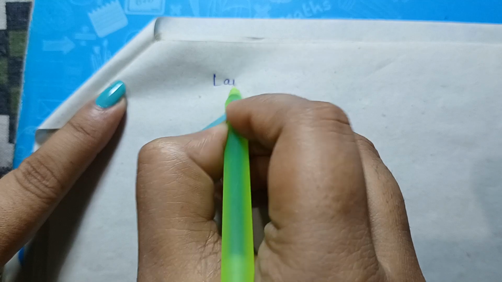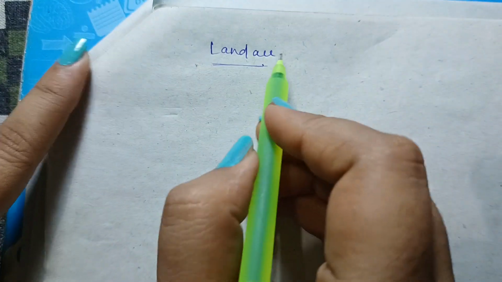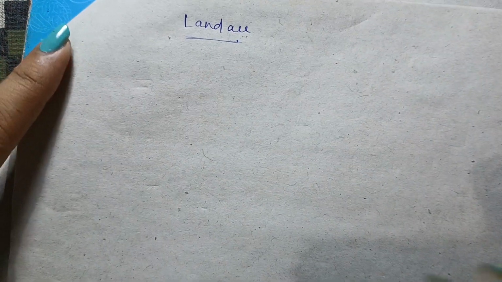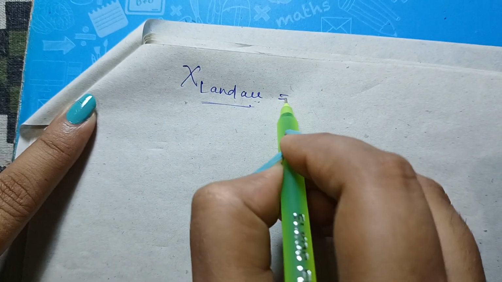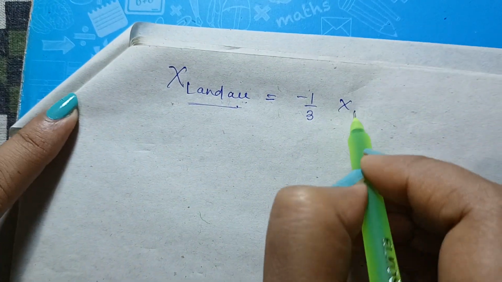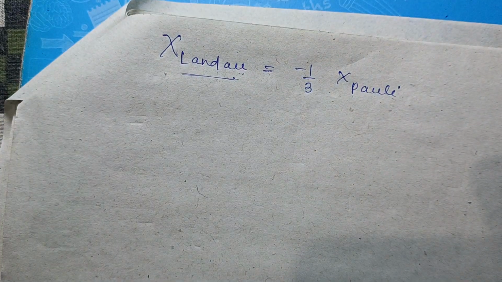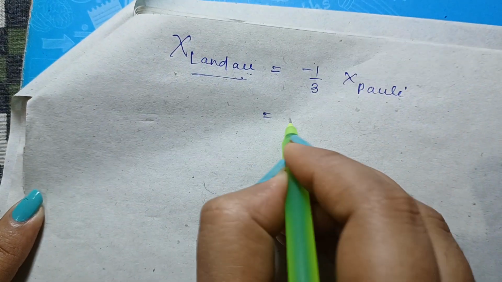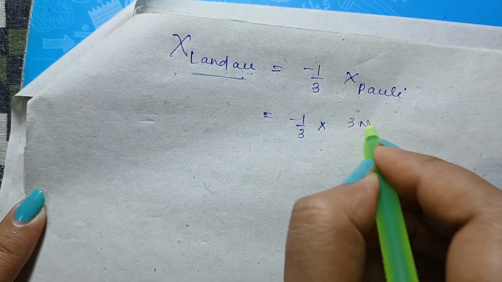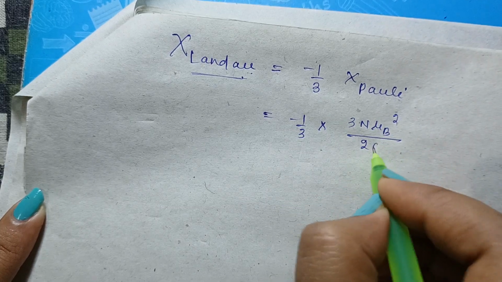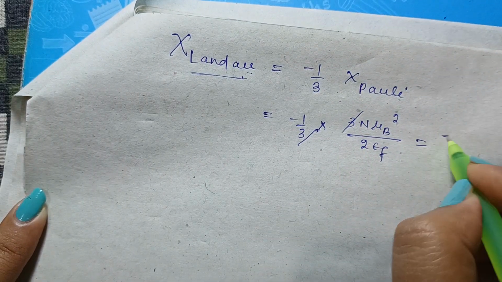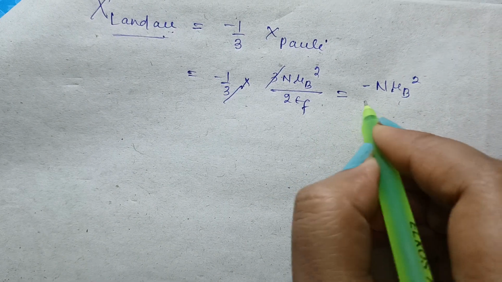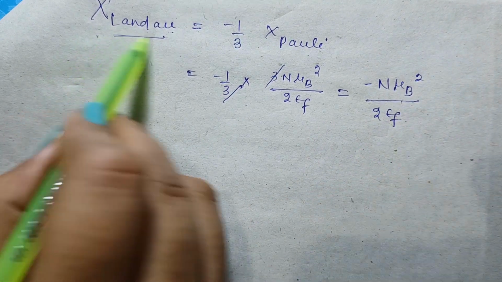Okay, so Landau showed that this contributes to diamagnetism with susceptibility. That means we can say Xi Landau equals minus 1 by 3 Xi Pauli. So the expression will be minus 1 by 3 into 3n mu B square divided by 2 EF. The 3 got cancelled. We are left with mu B square divided by 2 EF. So this is the expression of Xi Landau.